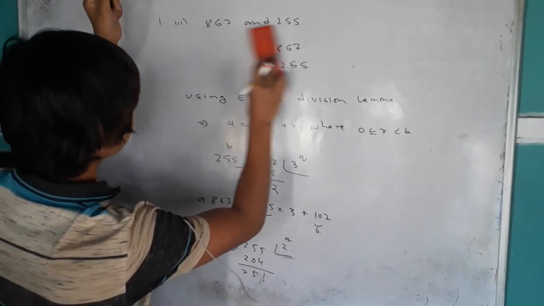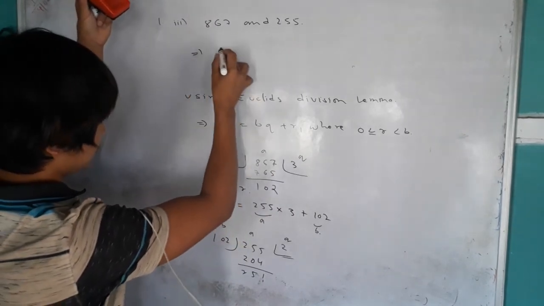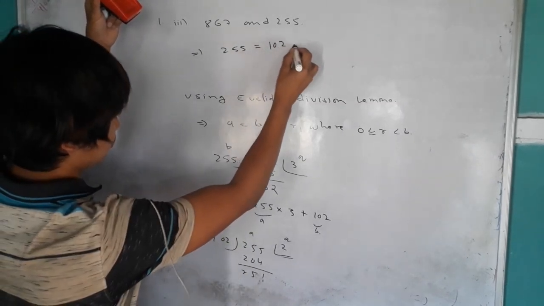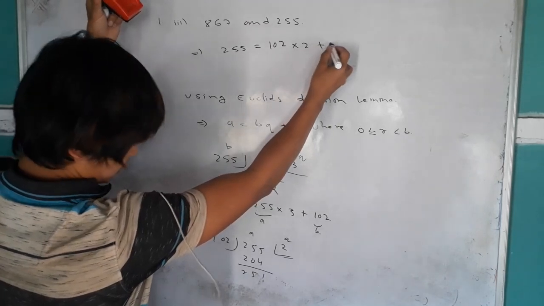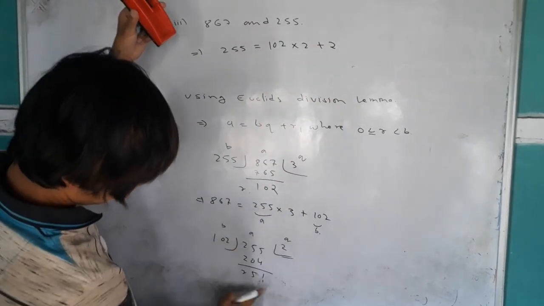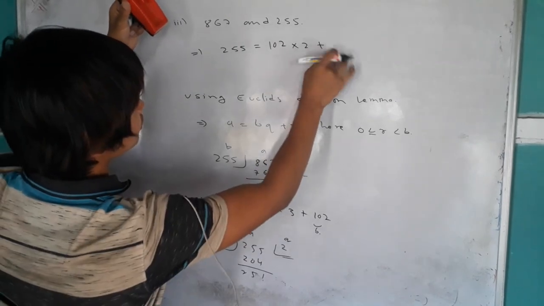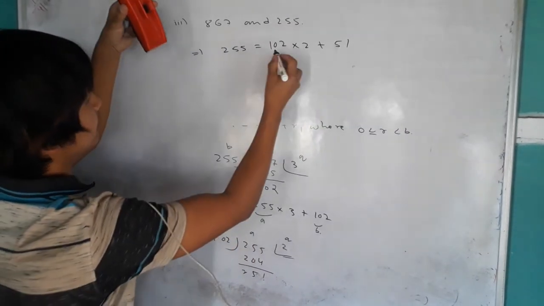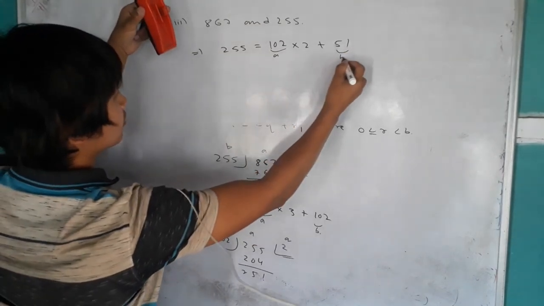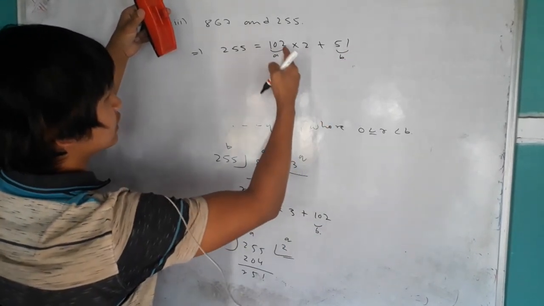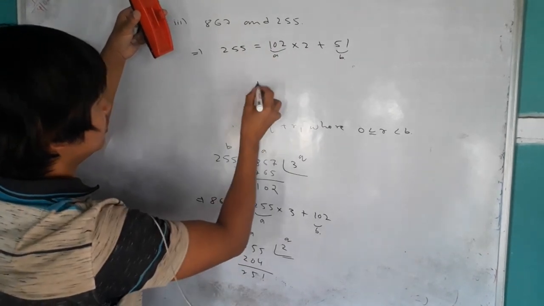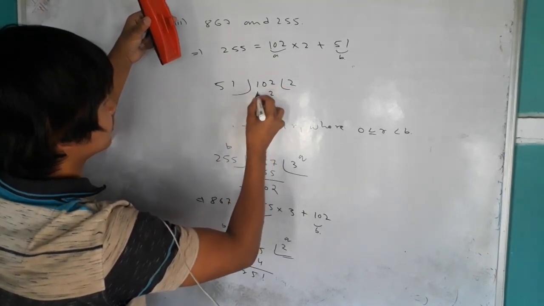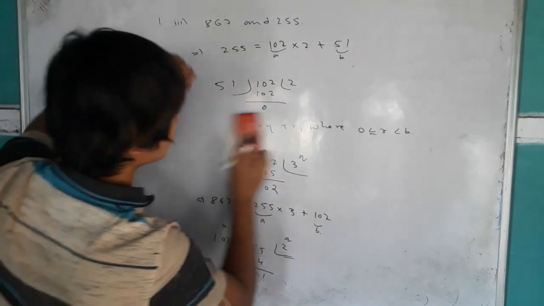So again using Euclid's division lemma, what happens? 255, here a equals b is 102. 102 into q is 2 plus remainder is 51. So now this will be a in the next case, okay. This will be b. I mean to say you must divide 102 by this number. So 102 by 51, the remainder is 0. Now what is the HCF?